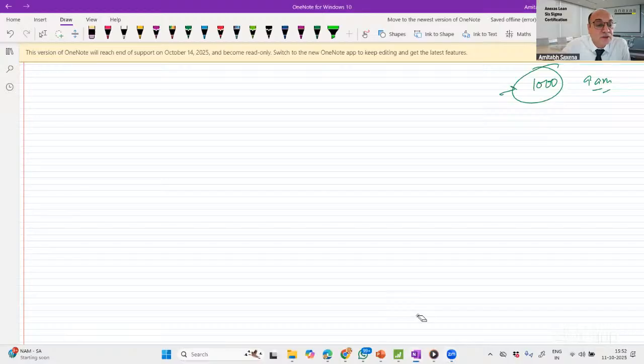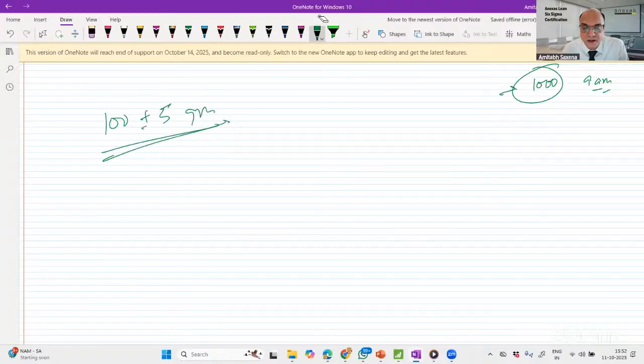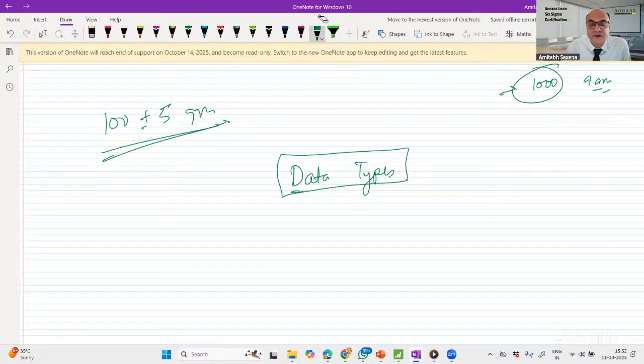So let us look at this. This is, let us say, chocolate. I want 100 plus minus 5 grams. Now, before we proceed, let me tell you one very basic thing. There are two types of data in the whole world. There are two types of data.